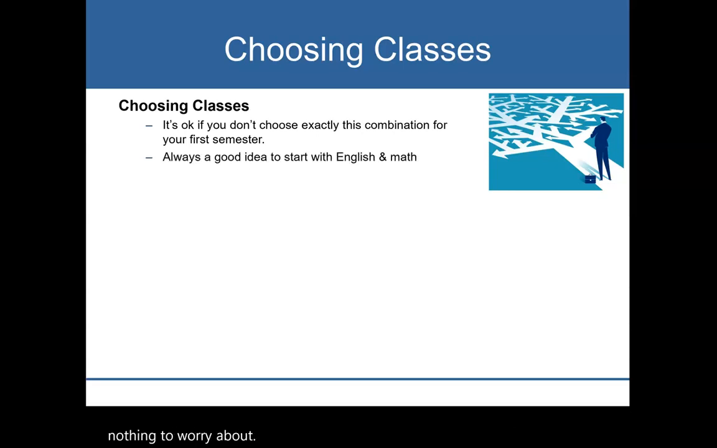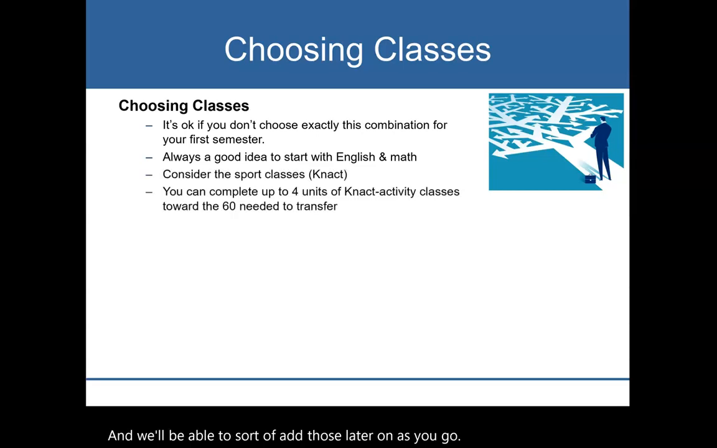Like I said, in general, always a good idea to start with your English and math first. That'll often be 10 units right from the start. I would always recommend the sports classes. Like I said, badminton, yoga, tennis, volleyball, soccer, we have a great list. If you're interested in transferring to the UC, you can complete up to 4 of those classes. They'll accept up to 4 units of different sports or activity classes that you take at DVC. So it's really a good option to take every semester.